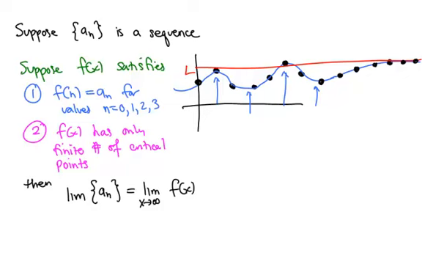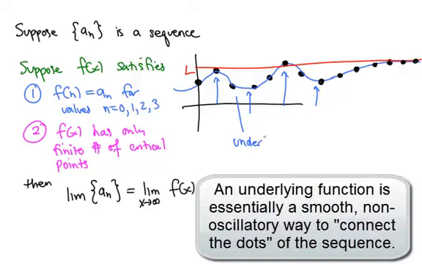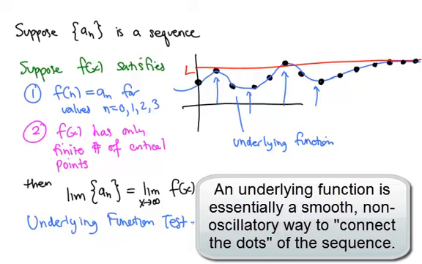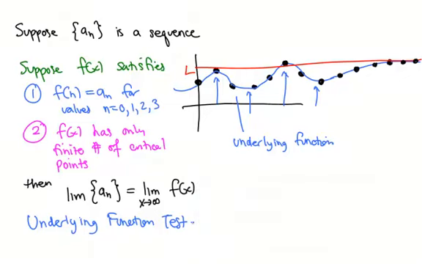We call such f's that have these properties underlying functions. So this is an underlying function for the sequence. And this result right here is sometimes called the underlying function principle, or the underlying function test. So if you can do this, then you could exchange a sequence limit for a Calc 1 limit, and the job would work just fine.